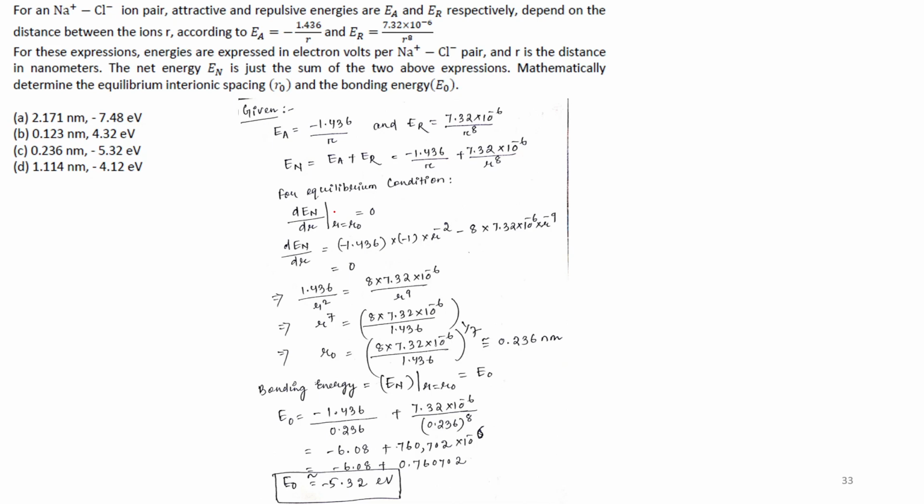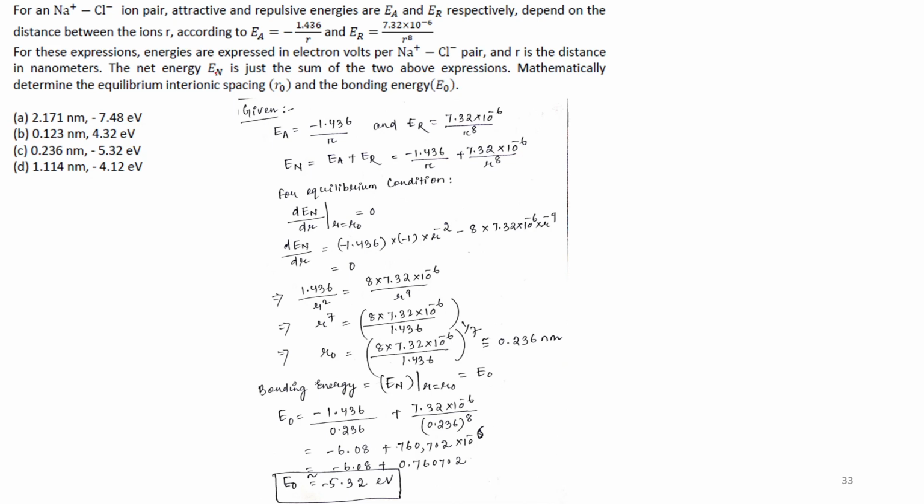Now we will go to the next problem. For a Na plus and Cl minus ion pair, the attractive and repulsive energies E_A and E_R respectively depend on the distance between the ions, R, according to E_A = minus 1.436 divided by R and E_R = 7.32 × 10 to the power minus 6 divided by R to the power 8. For these expressions, the energies are expressed in electron volts per Na plus Cl minus pair, and R is the distance in nanometers.